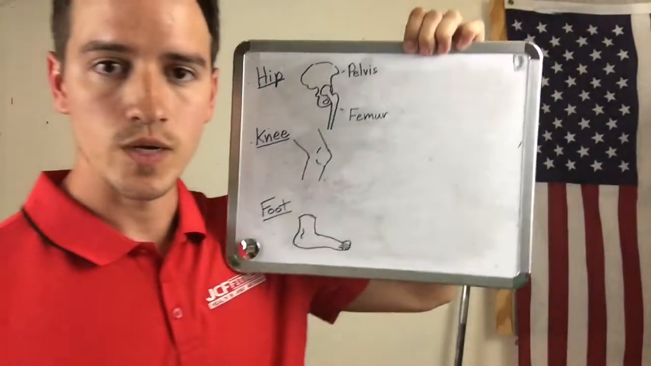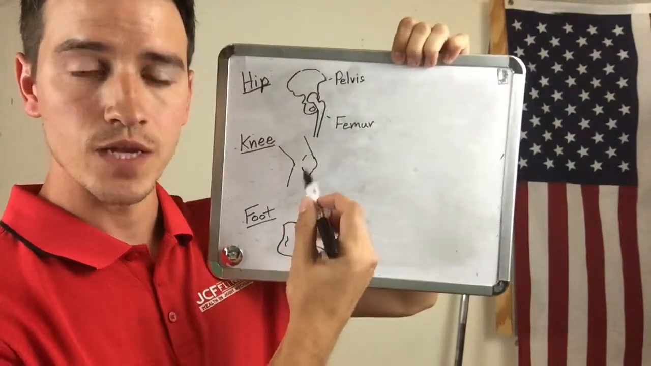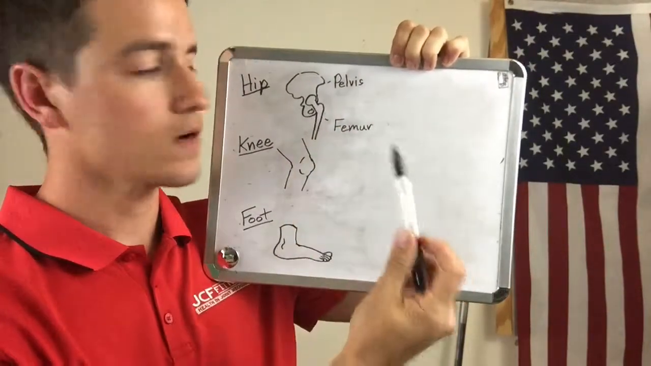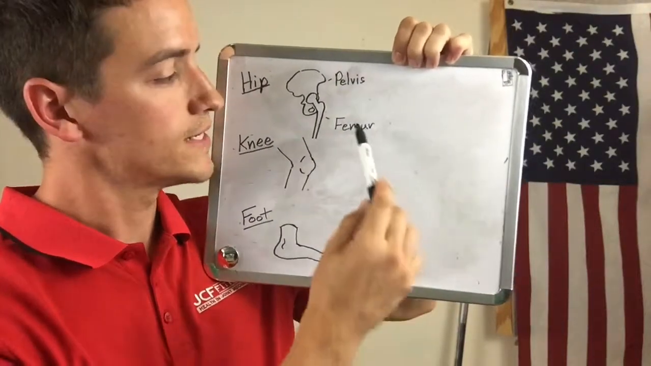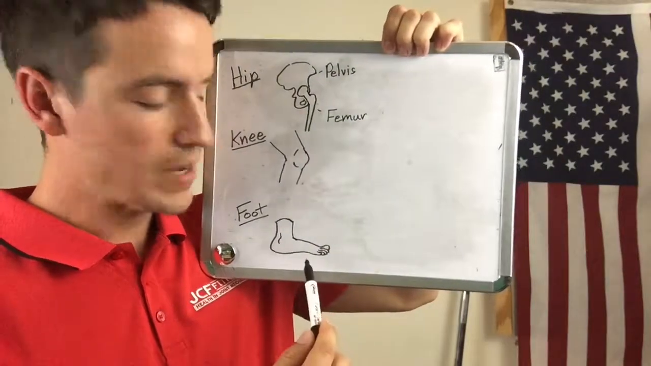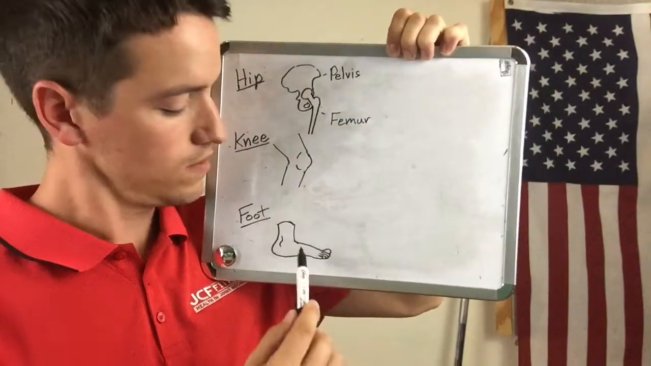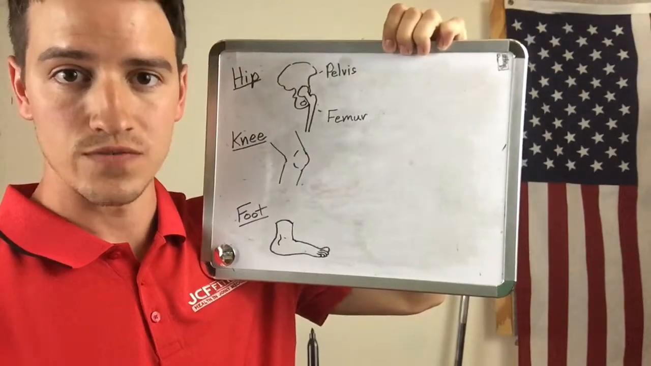All right, so let's take it to the whiteboard here and see if we can break this down for you. We have our foot, our knee, and our hip. When we talk about the hip, we're talking about the pelvis and the femur and the relationship between the two, and typically how the femur moves on the pelvis. And at the bottom here, when we talk about the foot, what we're really talking about is that ankle and how the foot moves on it, or vice versa.